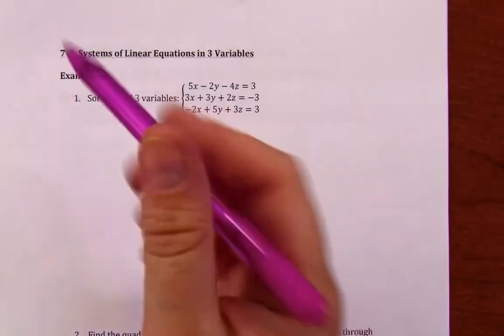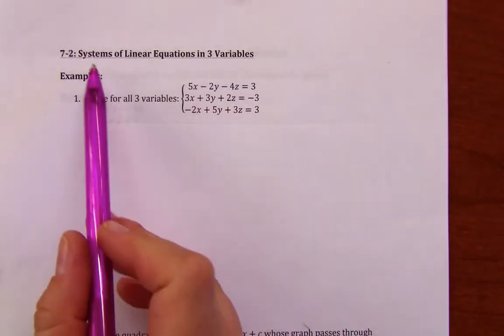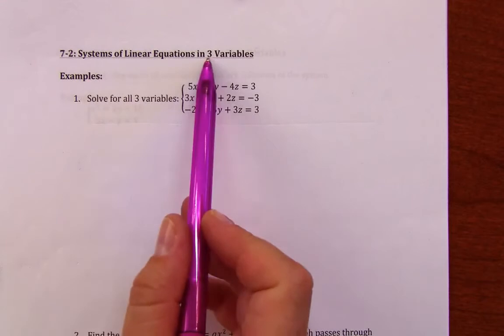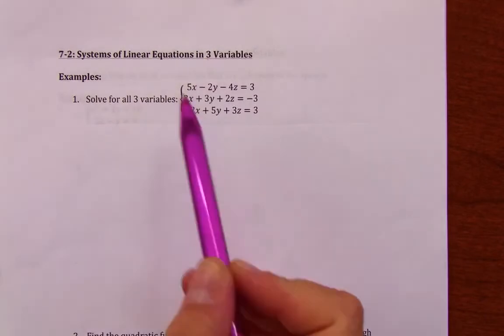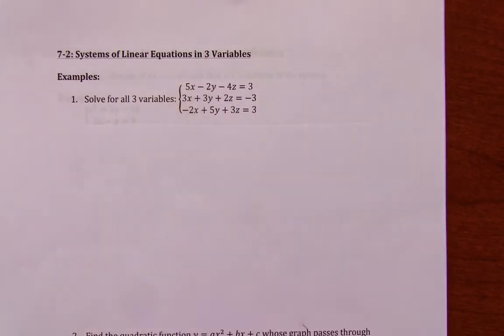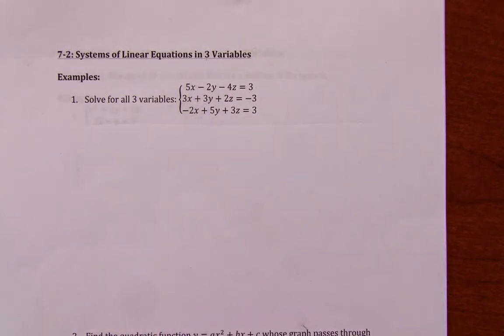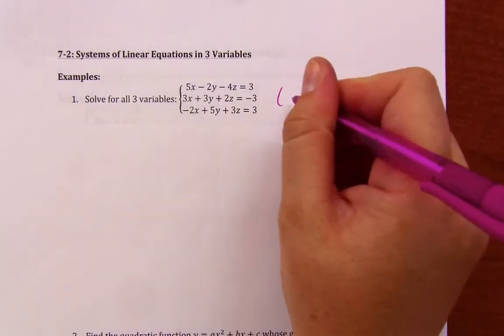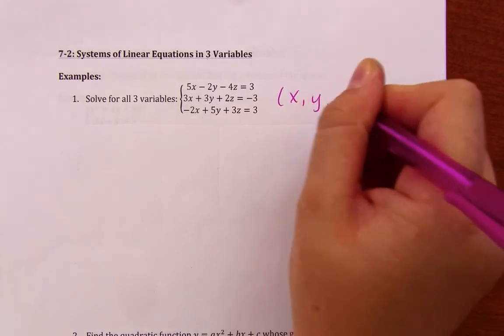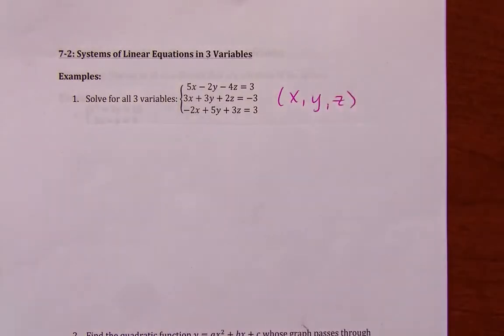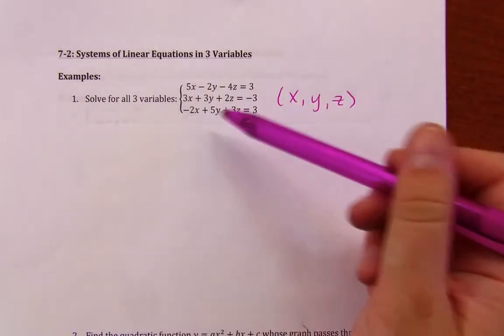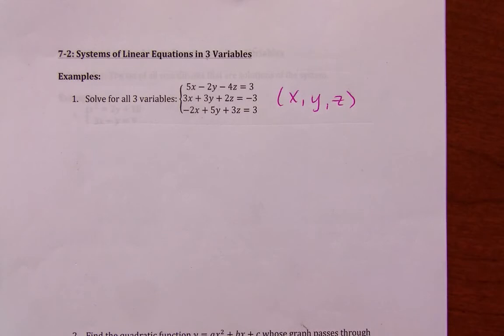Okay, so this is section 7-2, and we're looking at systems of linear equations, but now in three variables. So we're going to have an x, y, and a z in our equations, and we have three equations here. So it's asking us to solve for x, y, and z, and our answers will always be written as a coordinate like this.